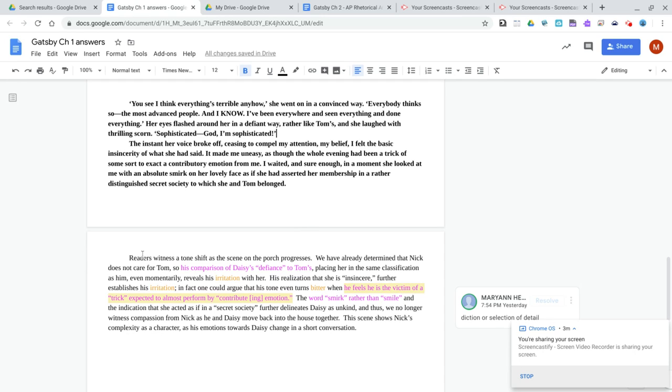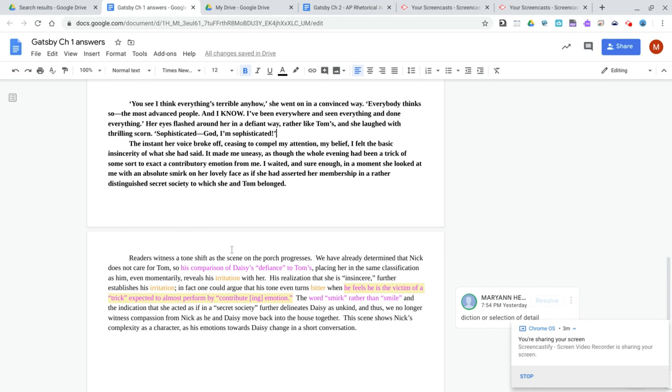So here's my tone analysis. Some of you may have actually just picked uneasy as a tone. He does feel uneasy about the evening and maybe what his role is in the evening. You could probably argue that he feels uneasy towards Daisy at that particular point.